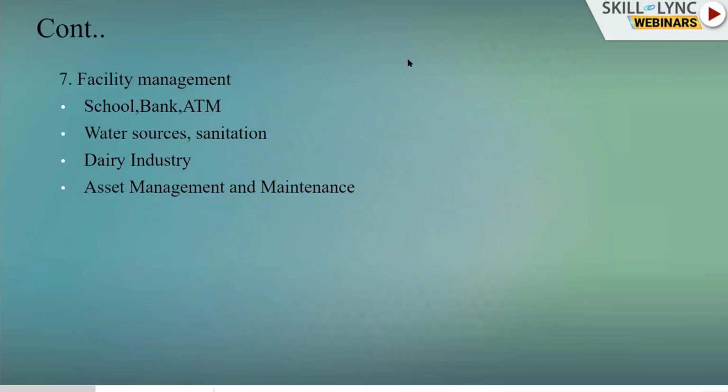Next slide. One of the most important things of geospatial technology, which we are using in most of our daily life also, it can be used for facility management, like school, bank, ATM. Suppose if anybody wants to plan where a new bank or school should be. Then for water resources and sanitation, even in the dairy industry also people are using geospatial technology, and it is very useful for asset management and maintenance.